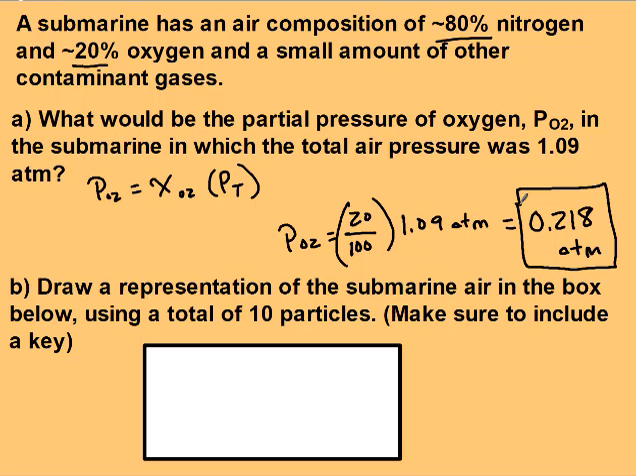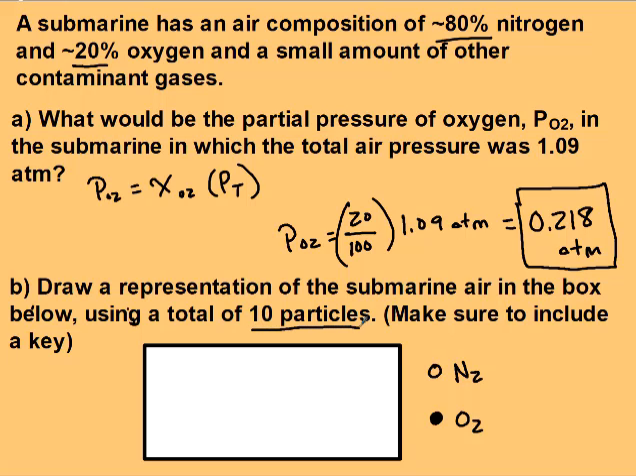So if we were making a representation of the submarine air, what would it look like? Using a total of 10 particles, make sure you include a key. So you can make those particles anything that you would like. The easiest would probably be an open circle and a filled circle. So let's go ahead and say our open circle is nitrogen and our filled circle is oxygen. So go ahead and pause the video and try drawing your representation of that submarine air in the box below.